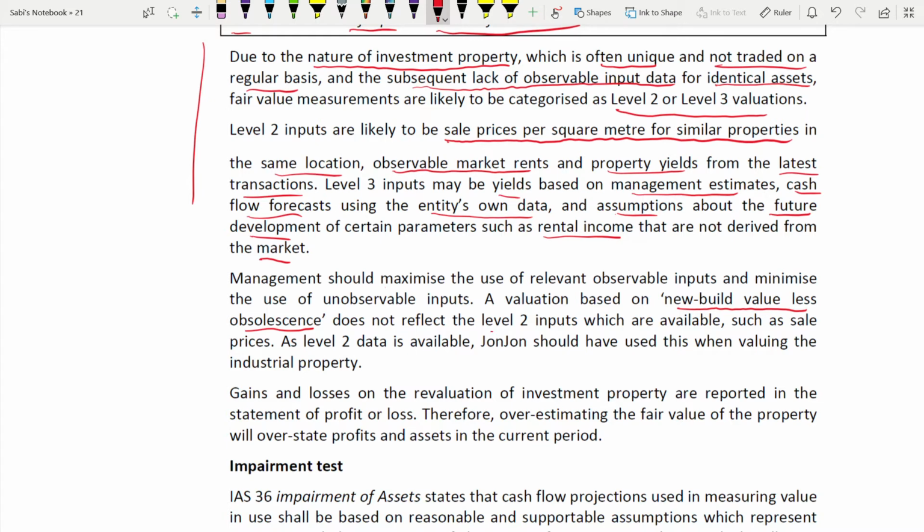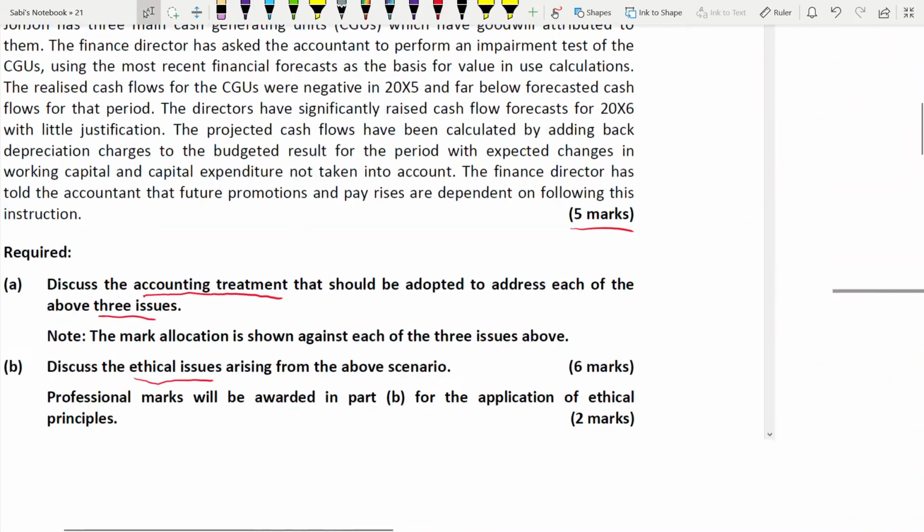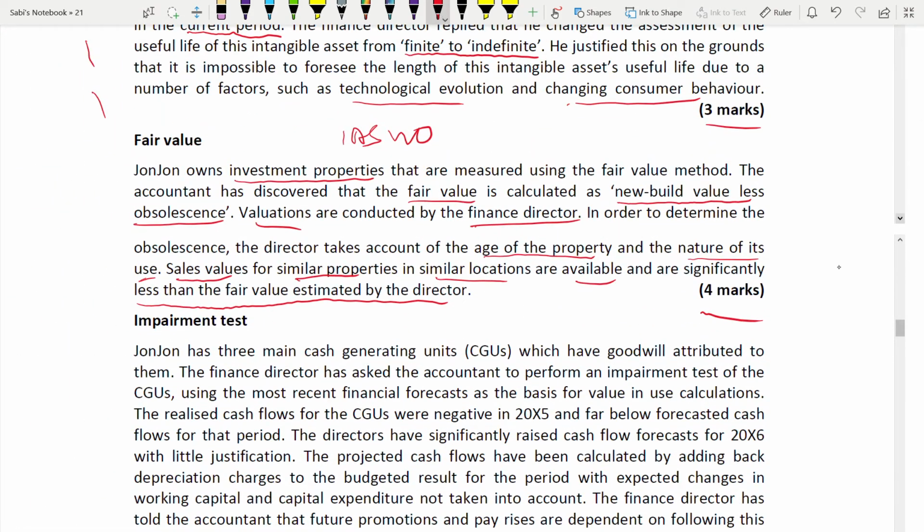This does not reflect the level 2 input. This is not a level 2 input, which are available, such as sale prices. Sale prices, okay, I can understand. Sale prices, they are available. You can find level 2 input, but not for this one. New value less obsolescence. And you know that level 2 data is available. How can you say it's available? How do you know level 2 is available? You need to go to the case study again and see there. Sales value for similar properties in similar locations are available. You see, sale value, sale prices, they are level 2 input. It is available. Then why should you go and use level 3? You have to use level 2 only. Understanding?